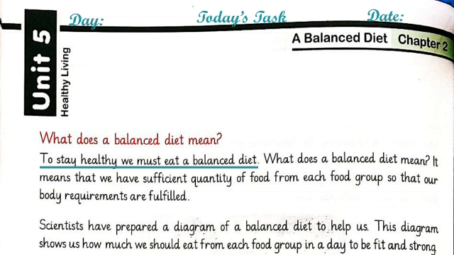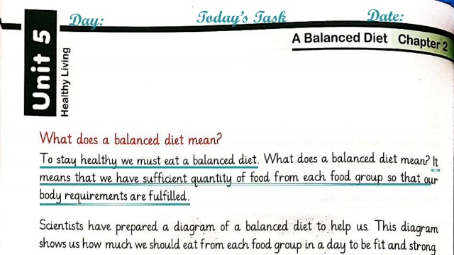It means that we have sufficient quantity of food from each food group so that our body requirements are fulfilled. A balanced diet contains sufficient amount of fiber and the various nutrients to ensure good health. So we should eat from each food group. A balanced diet should be both adequate, means sufficient, and wholesome. Wholesome means healthy. Our balanced diet should be both adequate and wholesome.